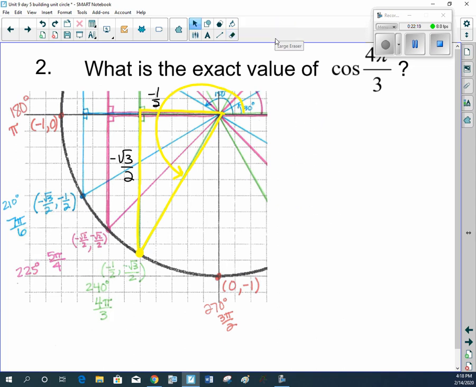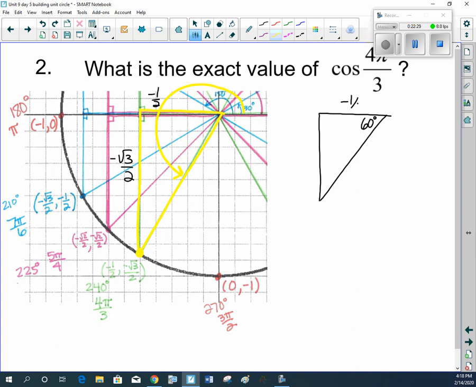Since I know what my reference angle is, I'm going to go ahead and draw it in there. So here, I know this one's 60 degrees. And we went left a half. We went down minus the square root of 3 over 2. And our hypotenuse is 1 because the radius of the unit circle is 1, so our hypotenuse is always 1. It says find the cosine.